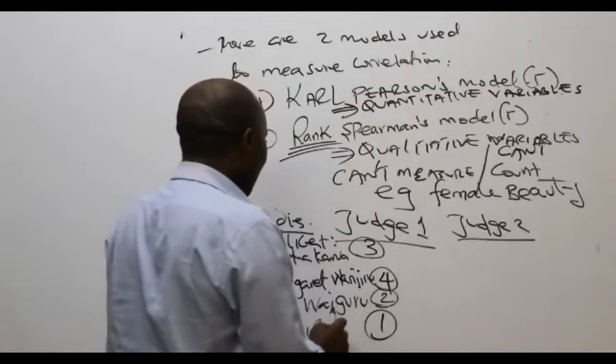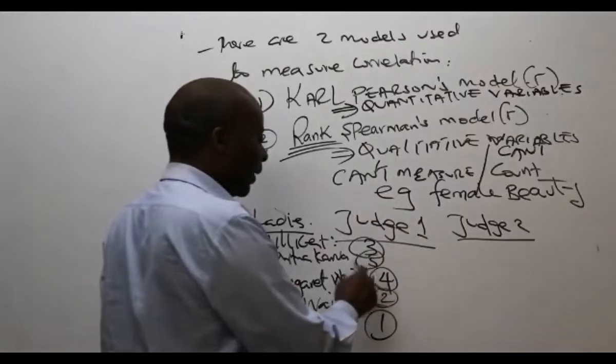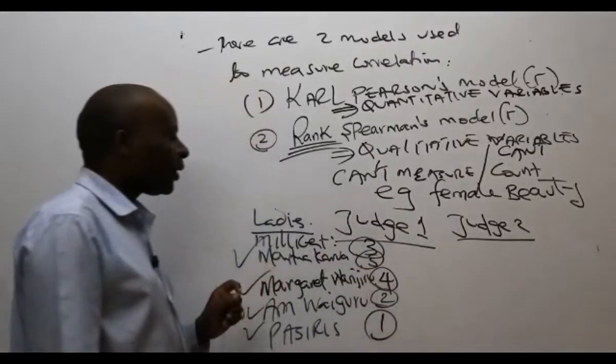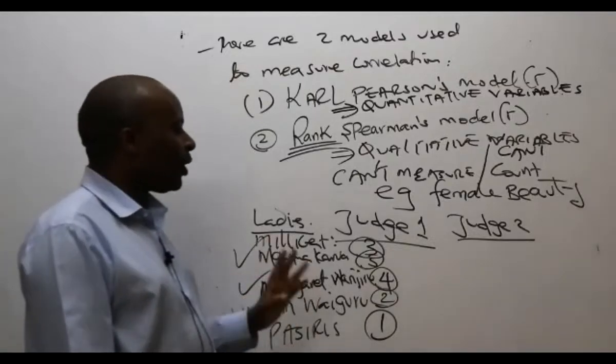And then my neighbor here at Isinya, Mother Karua, who has a very good property at Isinya, takes the last position. This is a female beauty contest.